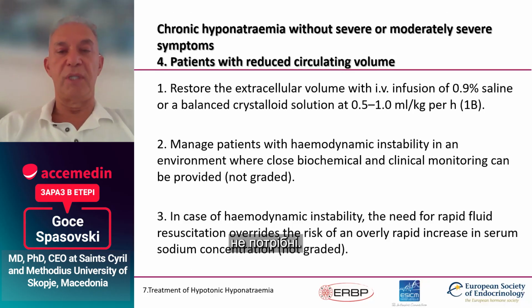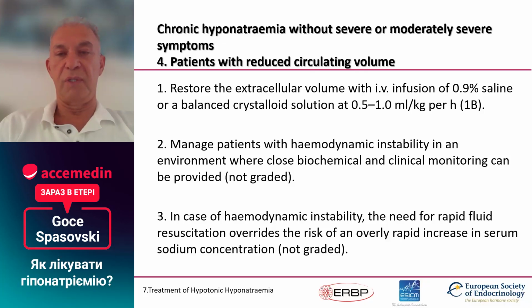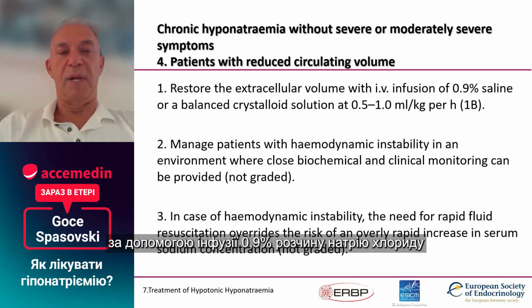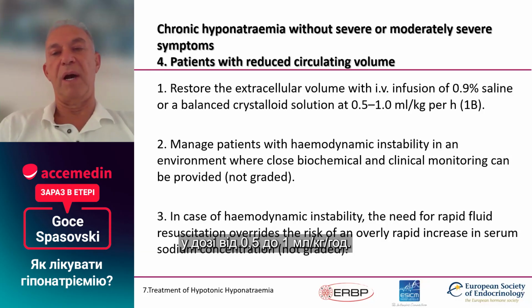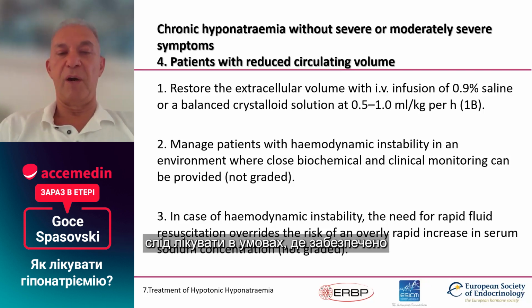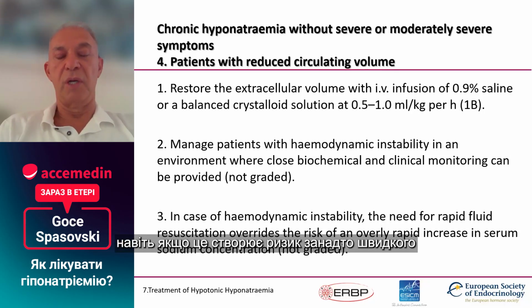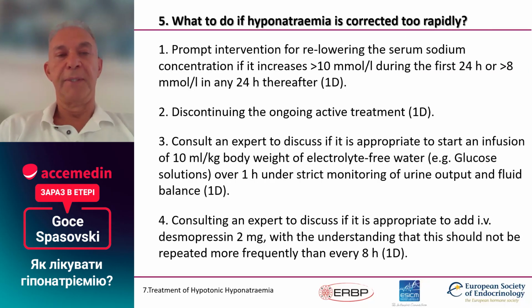Patients with reduced circulating volume: restore the extracellular volume with the infusion of 0.9% regular saline or balanced crystalloid solution at 0.5 to 1 milliliters per kilo per hour. Then manage patients with hemodynamic instability in an environment where close biochemical and clinical monitoring can be provided. And when there is hemodynamic instability, the need for rapid fluid resuscitation overrides the risk of an overly rapid increase in serum sodium concentration.